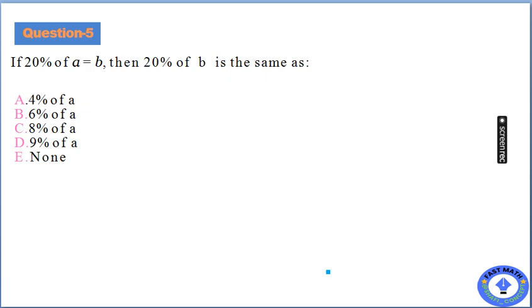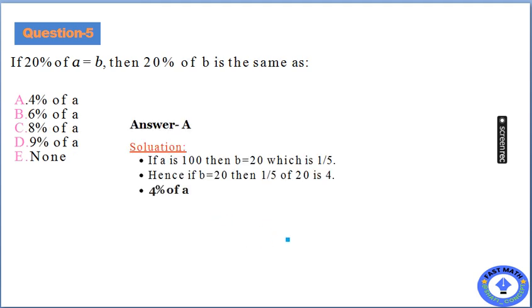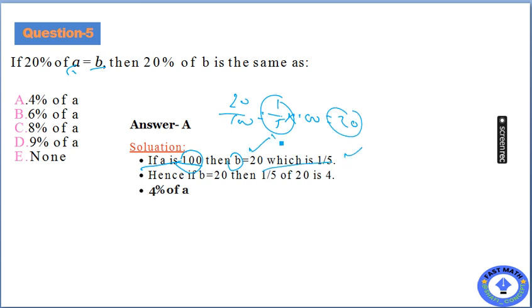Coming to the fifth one: if 20% of A is equivalent to B, then 20% of B is the same as what? In this, it is mentioned that 20% of A is B. That means if you assume A is 100, what becomes B? It is nothing but 20%. Just like 20% means 20 by 100, it is nothing but 1/5. That means 1/5 of 100 is 20. B is 20, which means it is 1/5. What I have told you.